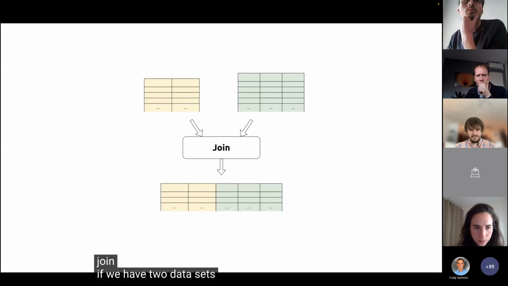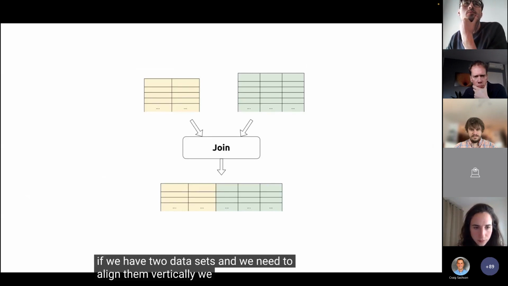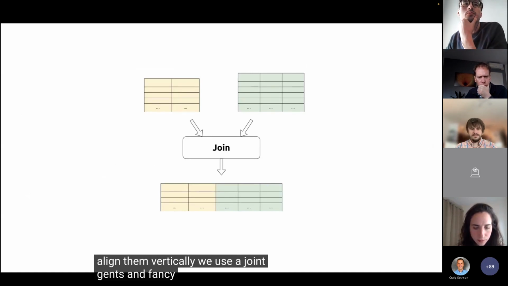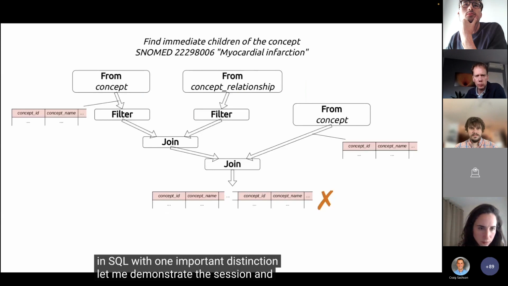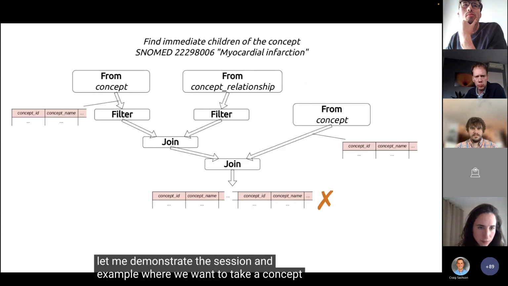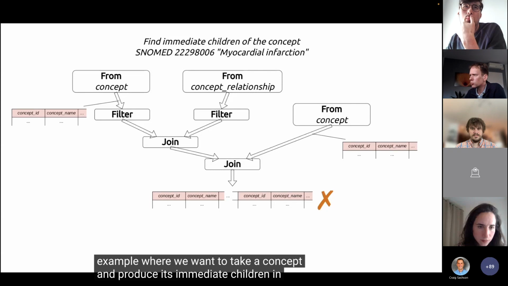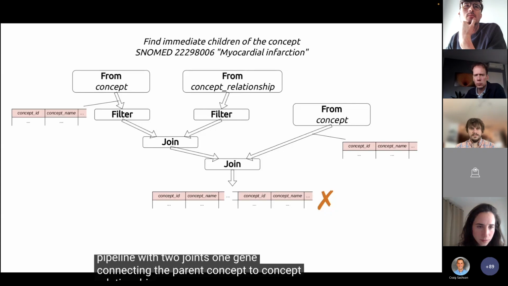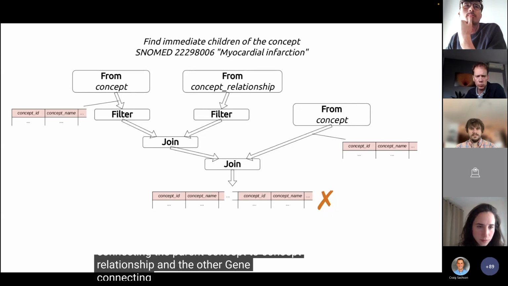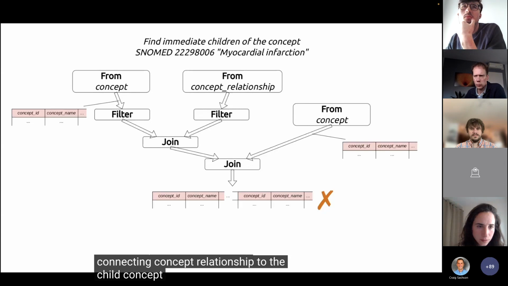If we have two datasets and we need to align them vertically, we use a join. Joins in FunSQL work exactly like in SQL, with one important distinction. Let me demonstrate this issue on an example where we want to take a concept and produce its immediate children. In the OMOP common data model, concepts are related to each other through the concept relationship table. To find child concepts, we build a pipeline with two joins, one join connecting the parent concept to concept relationship, and the other join connecting concept relationship to the child concept.